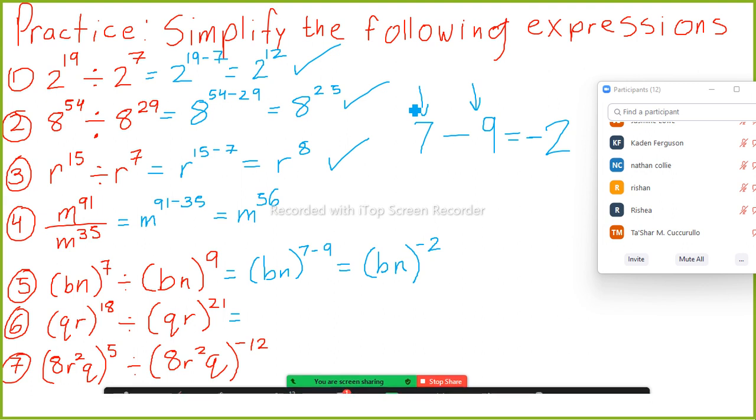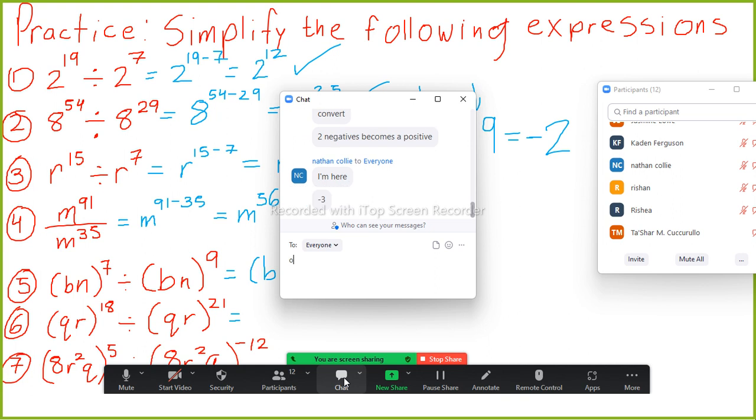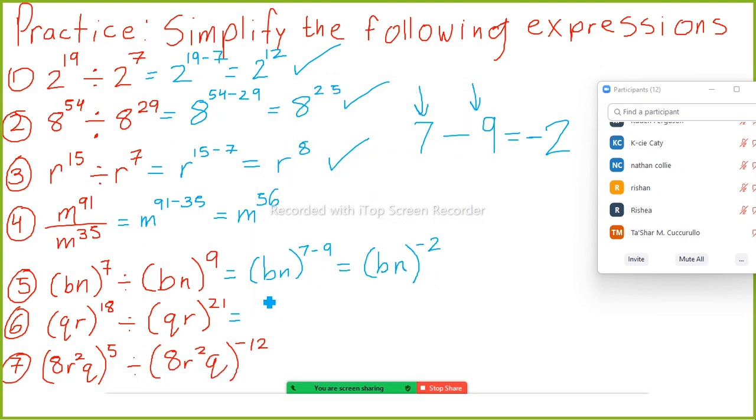QR to the power of negative 3. Let's see what Nathan says. Negative 3. Okay, yeah, excellent. Very good, you two are spot on. QR to the power of 18 minus 21 equals QR to the power of 18 minus 21, which is definitely negative 3.